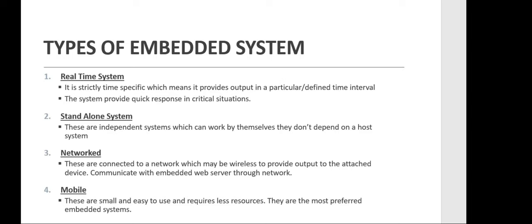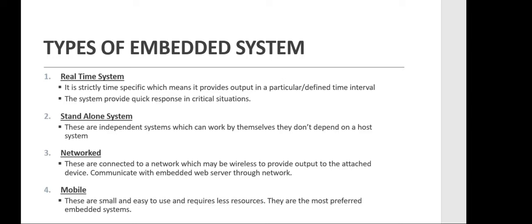The types of embedded systems are real-time system, standalone system, network, and mobile. The real-time system is strictly time-specific, which means it provides output in a particular or defined time interval. The system provides quick response in critical situations.